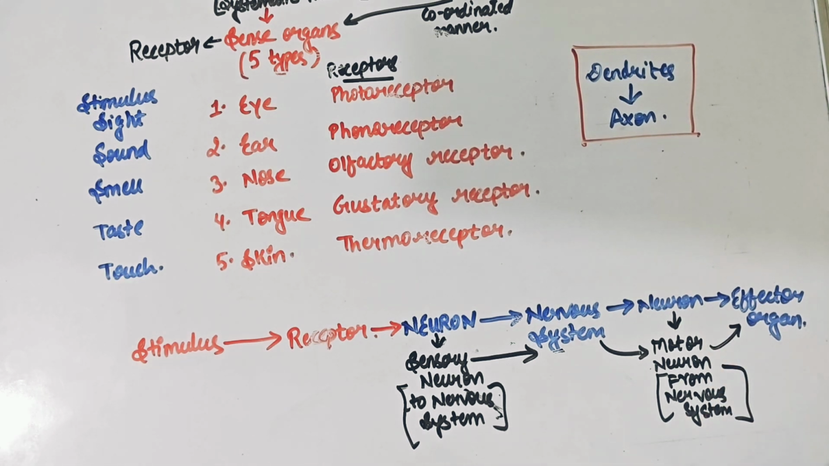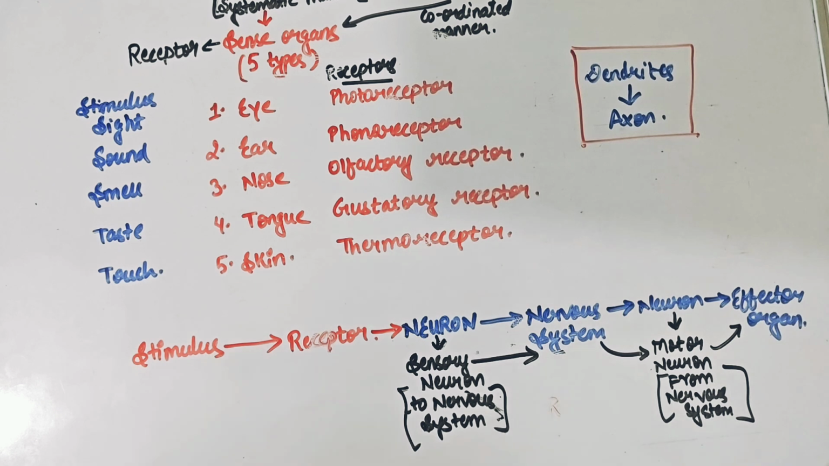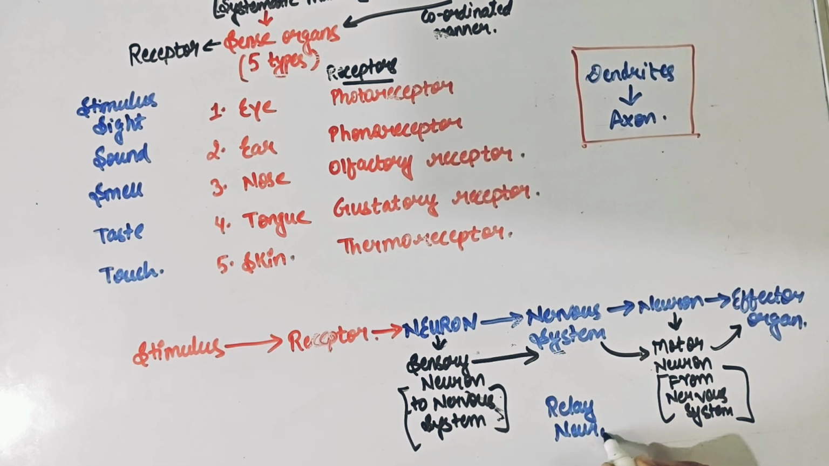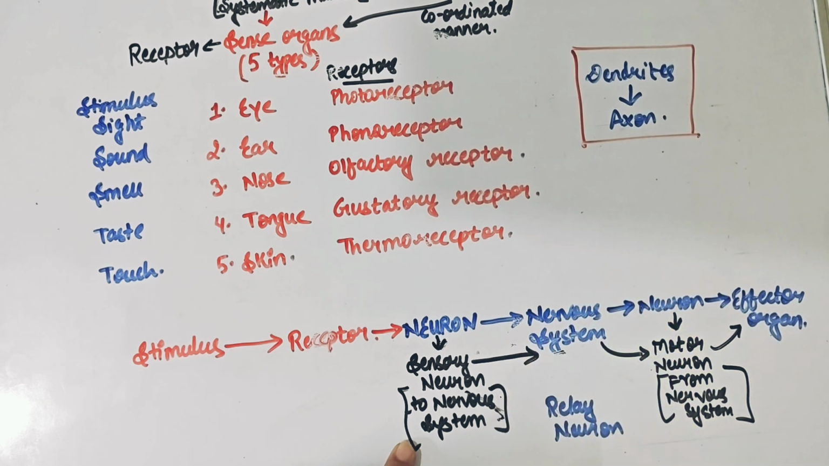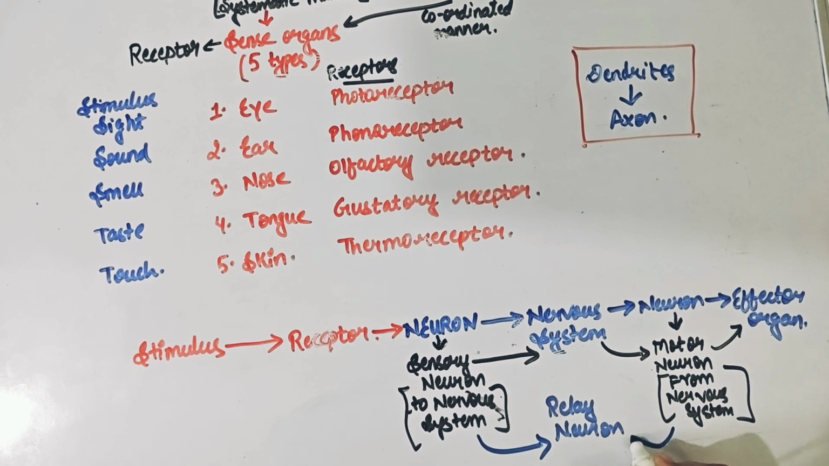So there is one more important set. There is something which is known as a relay neuron also. What do you think? What is a relay neuron then? Sensory neuron's job was to send the message to the nervous system. Motor neuron's job was to take the message from the nervous system and send it to the effector organ. What about relay neuron? Relay neurons are basically the connecting link between your sensory and the motor neurons.